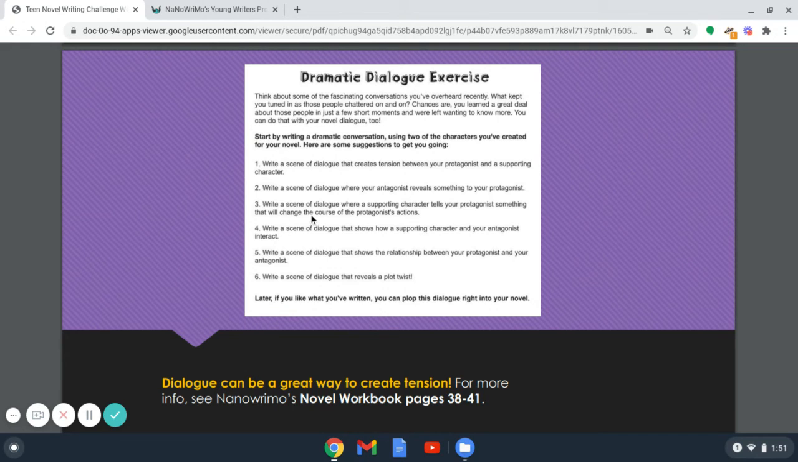You're looking at words like change, choices, the conflicts between the characters and their relationships. So you can write a scene of dialogue that creates tension between your protagonist and one of their supporting characters. Or you can write a scene of dialogue where a supporting character tells your protagonist something that will change the course of their actions. Maybe that secret we were talking about on the last slide. You could reveal a plot twist.